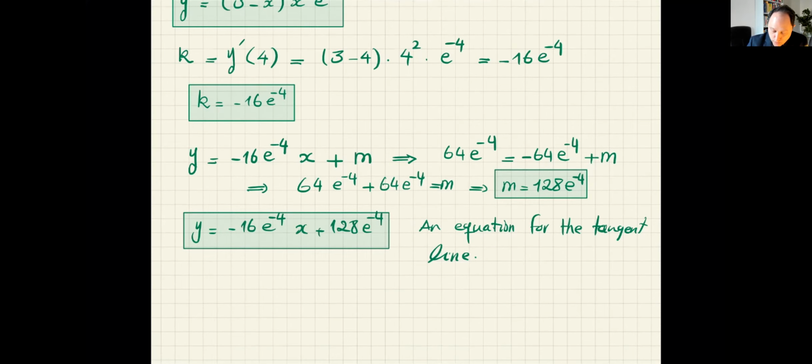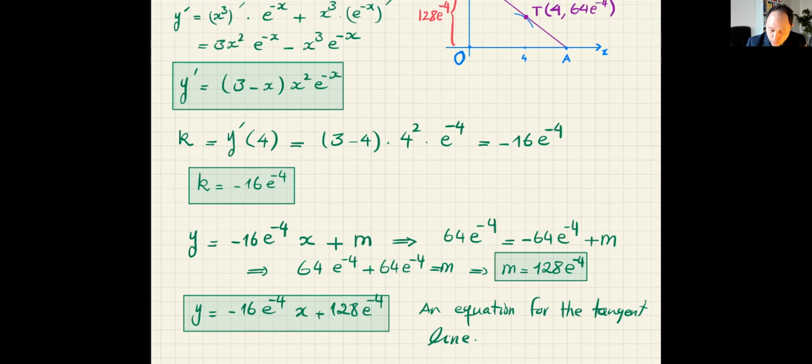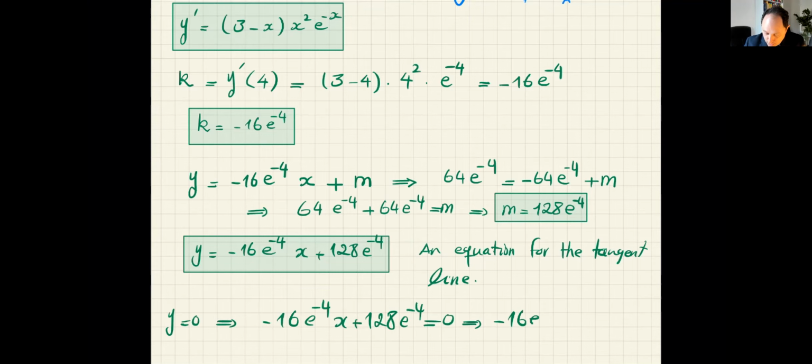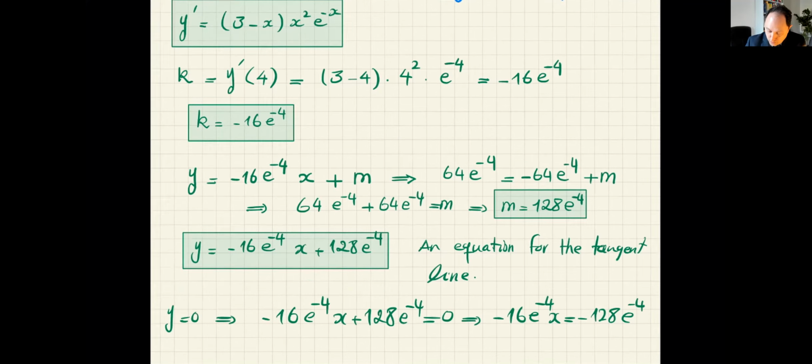Okay, but now I want to find the x-intercept. I want to find this length. So in order to find the x-intercept, this point lies on the x-axis. It means that the y-coordinate of point A is 0. So if I plug y equal to 0, then I will get minus 16 e to power minus 4 x plus 128 e to power minus 4 is equal to 0. Now I want to find x, so it becomes minus 16 e to power minus 4 x is equal to minus 128 e to power minus 4.